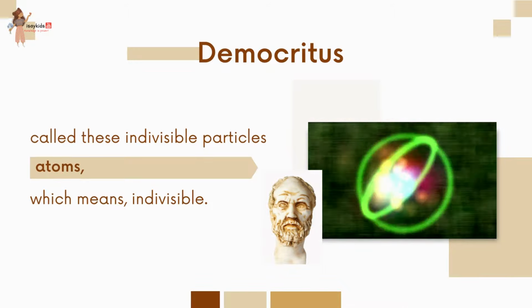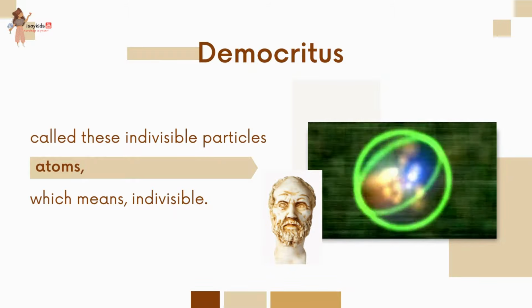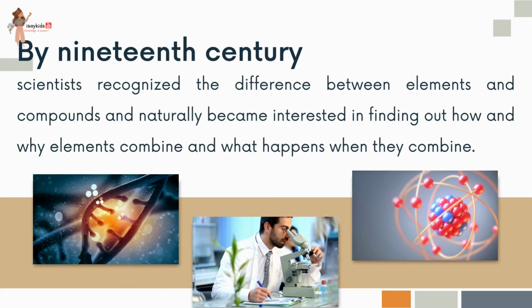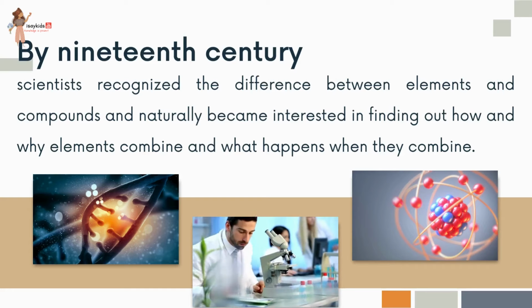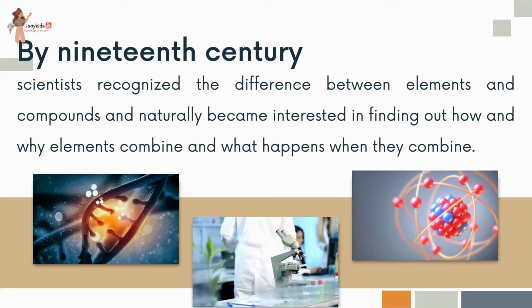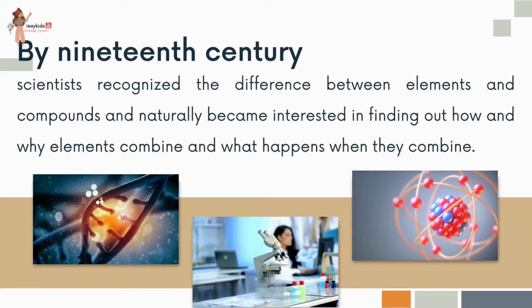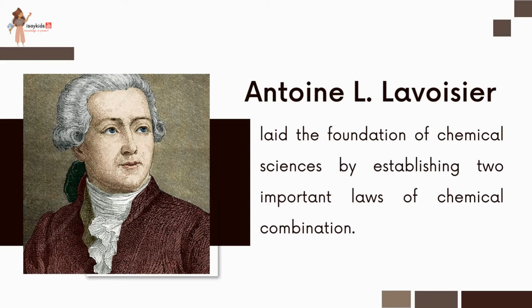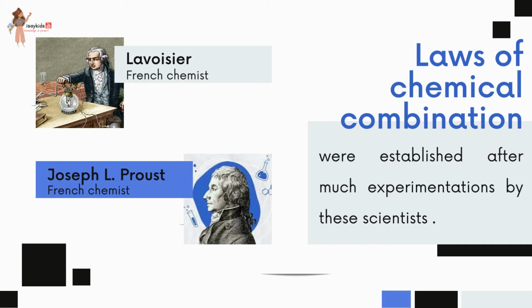All this was based on philosophical considerations and not much experimental work to validate these ideas could be done till the 18th century. By the end of the 18th century, scientists recognized the difference between elements and compounds and naturally became interested in finding out how and why elements combine and what happens when they combine. Antoine L. Lavoisier laid the foundation of chemical sciences by establishing two important laws of chemical combination. Let's see the laws of chemical combination, which were established after much experimentation by Lavoisier and Joseph L. Proust.